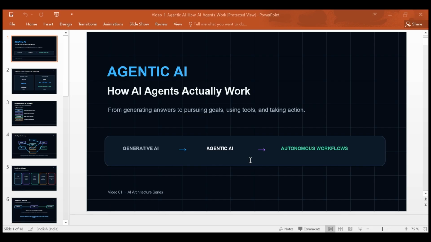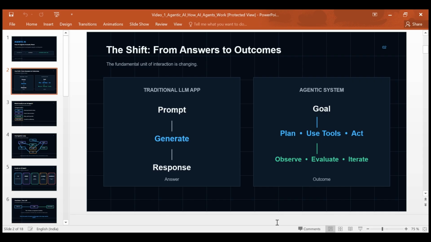So, in this video, we are going beyond the buzzwords. We will understand what an AI agent actually is and how the agentic loop works, how models, memories, tools, and planning fit together, how multi-agent systems operate, and what a production grade architecture looks like, because the future of AI isn't simply about generating better answers, it is about building systems that can pursue meaningful goals. Let's move to the second slide.